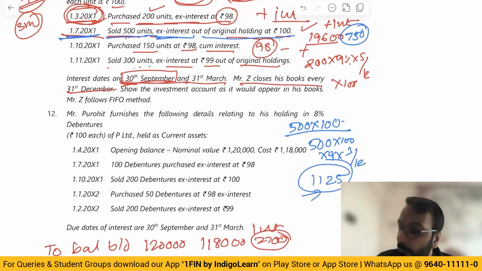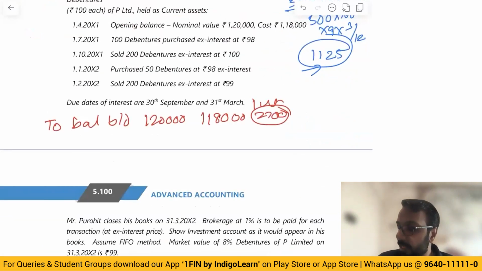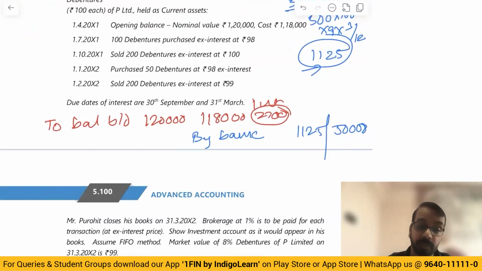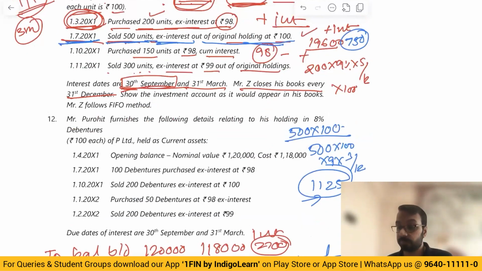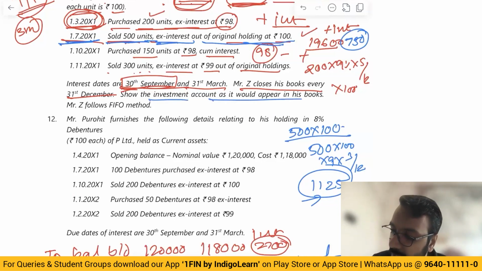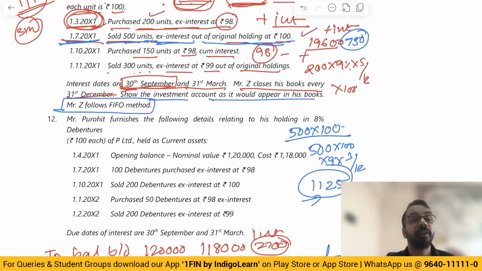So when we post it, we will say by bank 500 into 100, 50,000. So our entry will be by bank, interest column 1,125 and principal column 50,000. Now, when this transaction happened, there is a profit earned because we sold some number of debentures and there is the cost to that. The difference is profit. Now here if you see the investment account, it would appear as if Mr. Z follows FIFO method. FIFO means first in, first out.